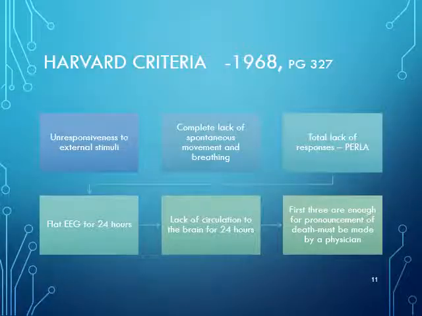There's something called the Harvard criteria that we used for death. It started in 1968, and it's listed on page 327. And that was, how do you determine when someone is dead? So the Harvard criteria: unresponsiveness to external stimuli, complete lack of spontaneous movement and breathing, a total lack of responses like your PERLA, a flat EEG for 24 hours, lack of circulation to the brain for 24 hours. So if you found someone and they hadn't had perfusion for 24 hours. The first three are enough for pronouncement of death, but it must be made by a physician.